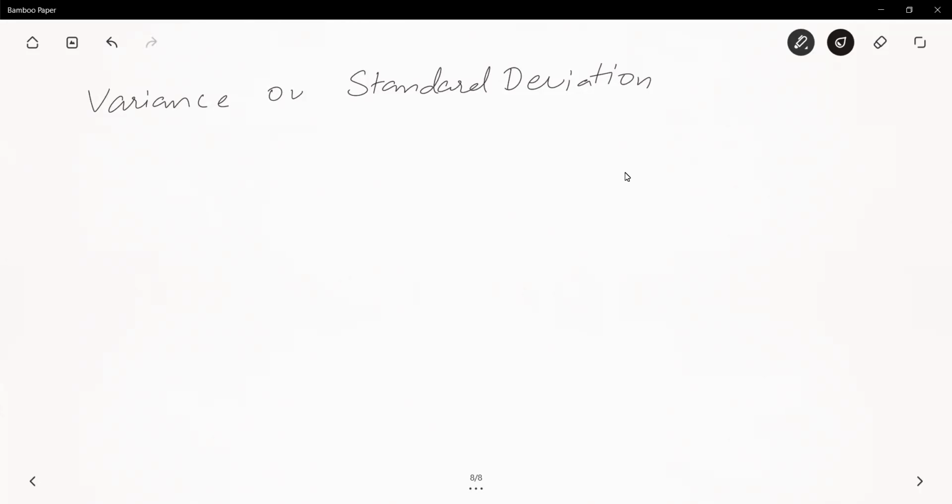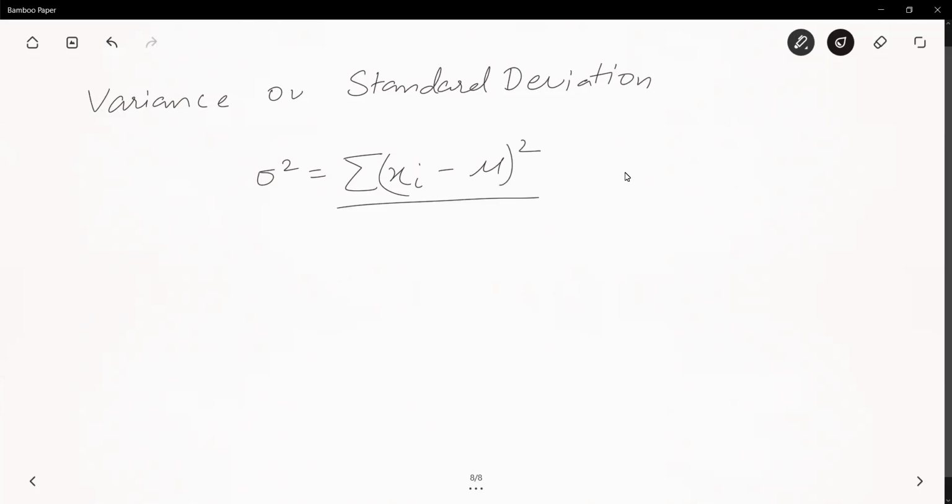Standard deviation: deviation is the same idea, meaning how much we deviate from the mean value. The formula is the same thing. For a population, you denote variance with sigma square, which is the sum of xi minus mu whole square, divided by n, where n is the number of values inside the data set. This is what we call variance.